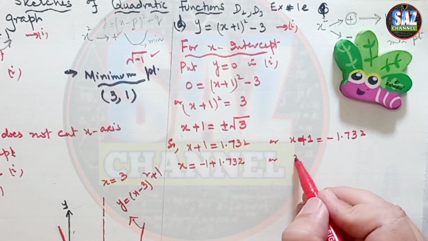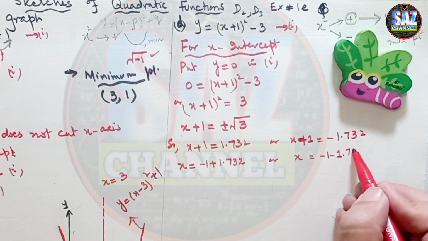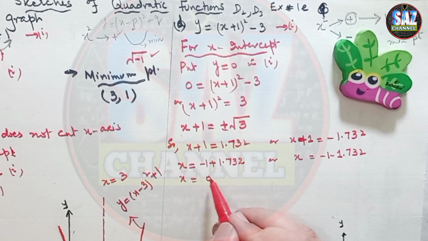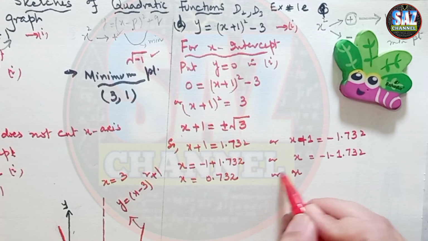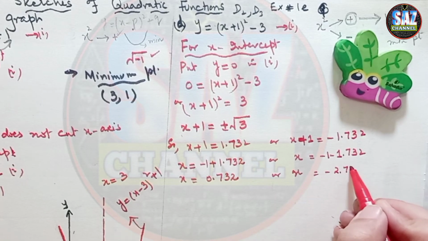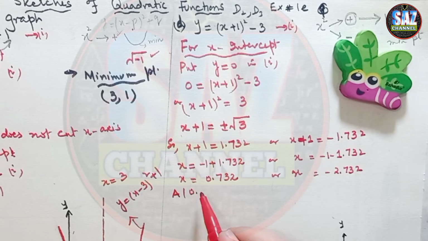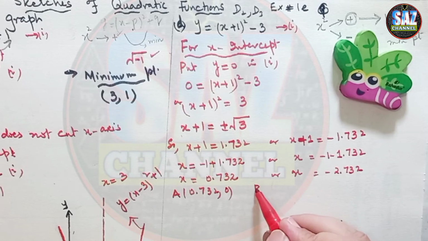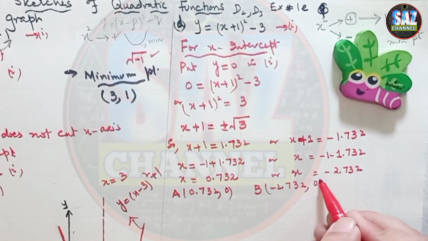Here you should have the command on basic algebra, minus 1 minus 1.732. Okay, when 1 will be going with minus 1, I will be left with 0.732, or x equals to minus 2.732. So the two x-intercepts which I'm getting are A, 0.732 with 0, and B, minus 2.732 and 0.